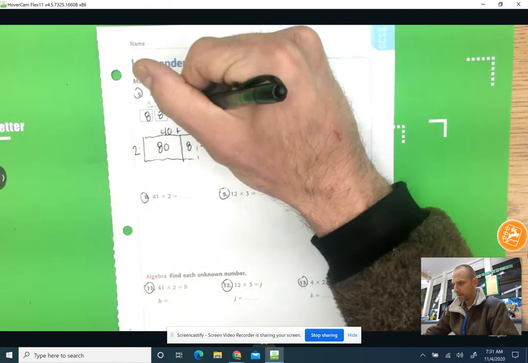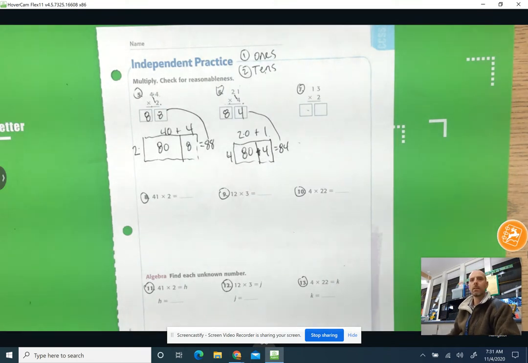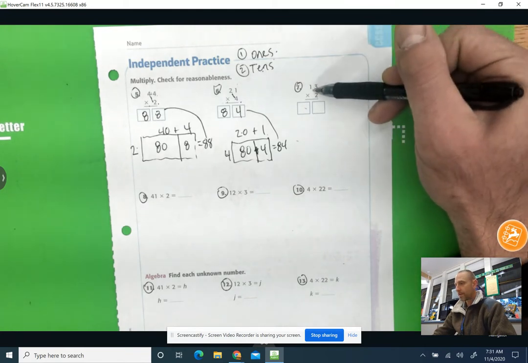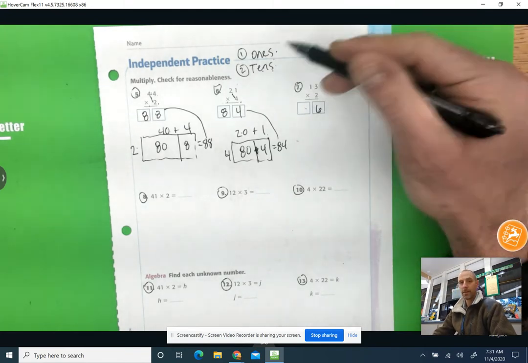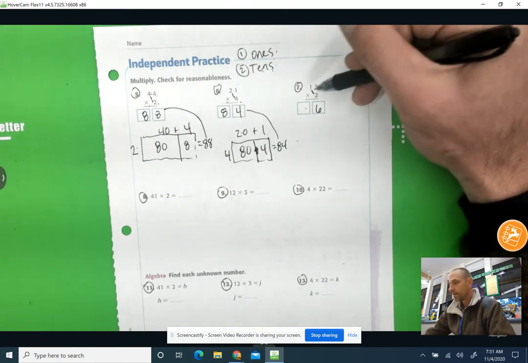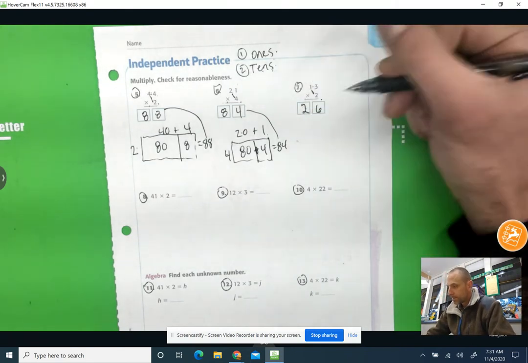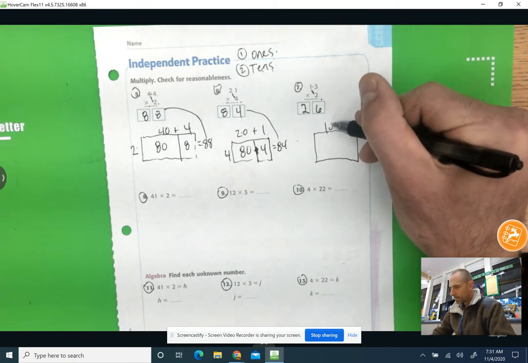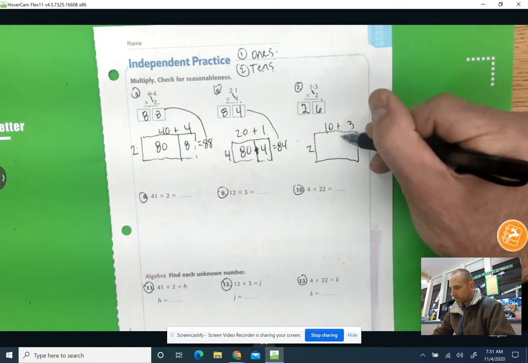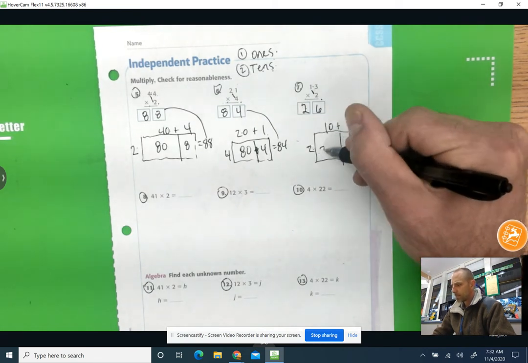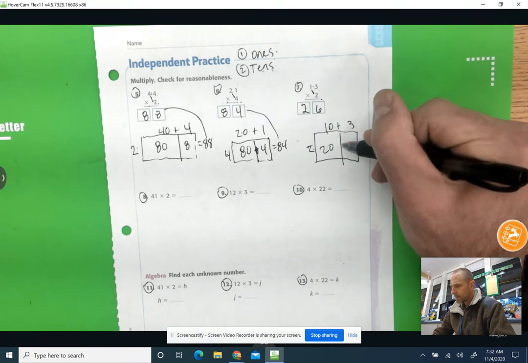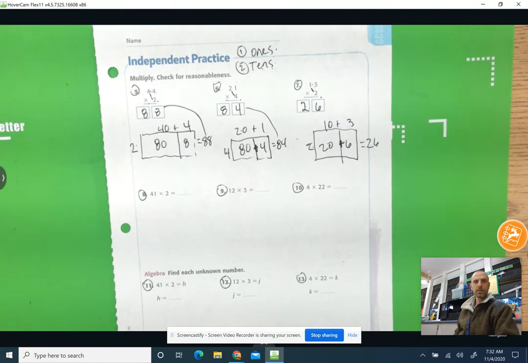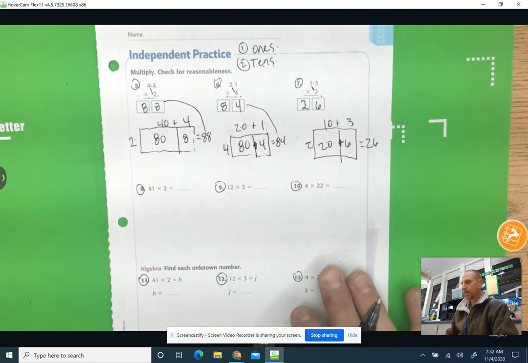Check for reasonableness. 13 times 2. Start with the ones place. 3 times 2, 6. Then go to your tens. Got to multiply diagonally. 1 times 2, 2. Check for reasonableness. We've got 10 plus 3. 10 times 2 is 20. 2 times 3 is 6. Add them together. 20 plus 6 is 26.